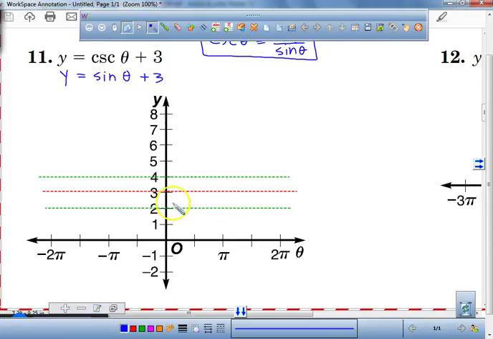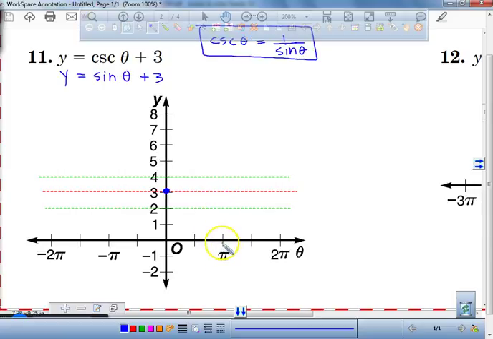So I'm going to start graphing my sine graph. I'm going to start right here, that's where one of my points is going to be. I'm going to go right over here where there's a pi, and then one more right over here at 2 pi, because the period of every single sine graph and cosine graph is 2 pi. Just like the period of any cosecant graph and secant graph is also 2 pi.